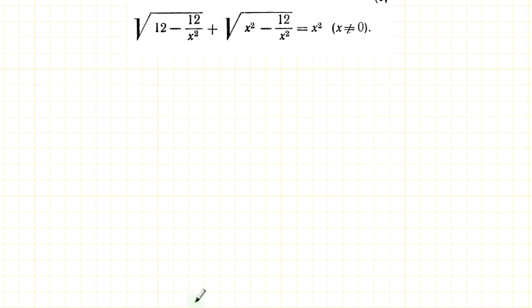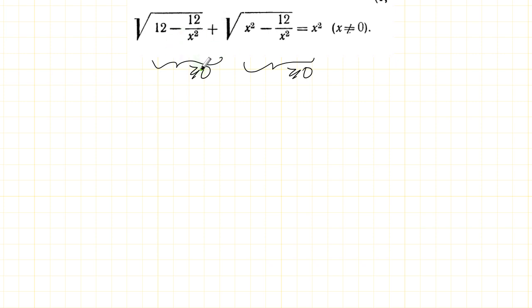And today we have this interesting problem and we are going to solve it. Well, x is in the denominator, so we have to say that x is different from 0, and we have a square root, so this part here has to be greater than or equal to 0, and this one here has to be greater than or equal to 0 as well.